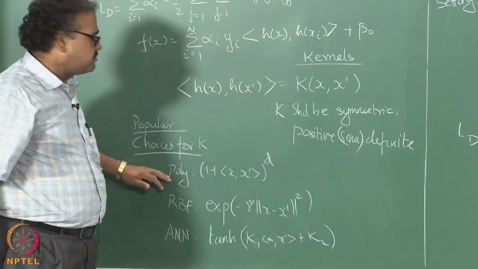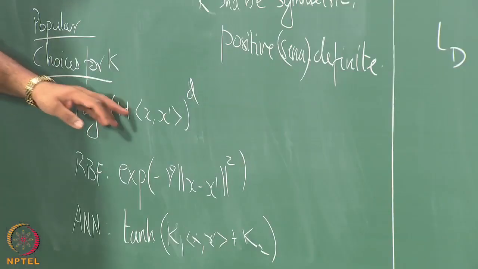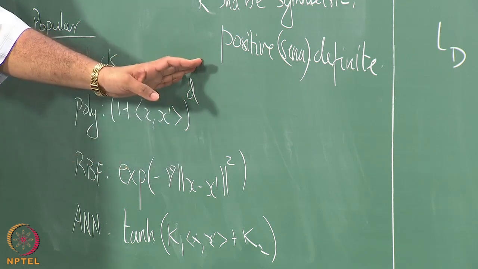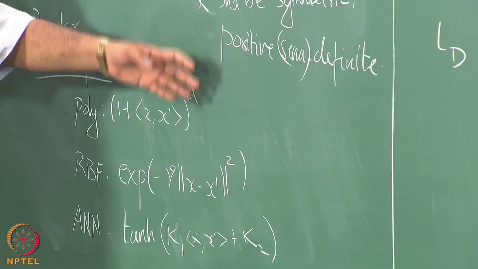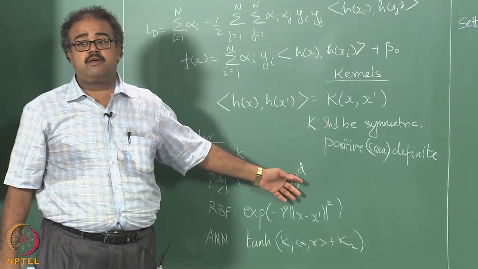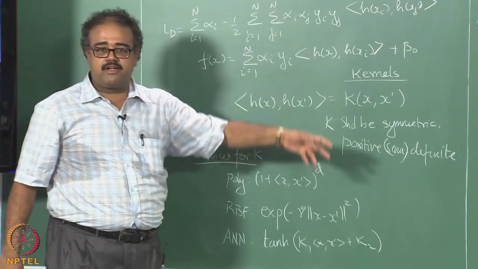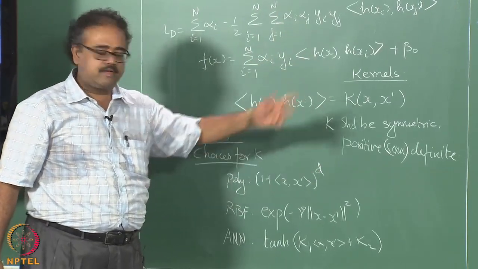So something called the polynomial kernel, which is essentially (1 plus the inner product of x and x prime) the whole raised to the power d. So d is a parameter. You can have d of 2, 3, 4. You can even have d of 1, which is essentially whatever we have solved so far, right? You could have d of 2, 3, 4, whatever.